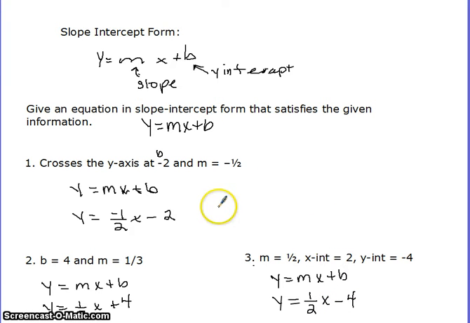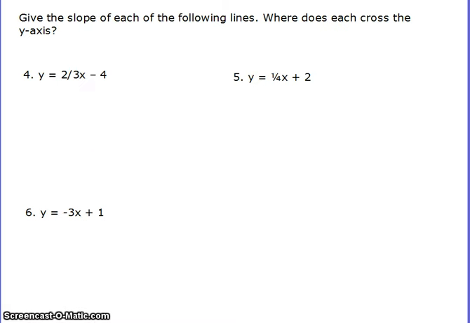So just like in point slope form, where we needed a place to put our x and our y for our input and output, we again have a place for an x and a y, for an input and an output. Okay? Alright, so what if they ask us to give the slope when they've already given us slope-intercept form, and ask where does each cross the y-axis? Well, we know that that is our y-intercept, which is also the b. So we have y equals 2/3 x minus 4.